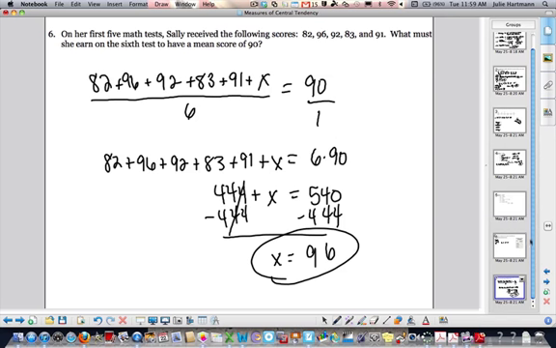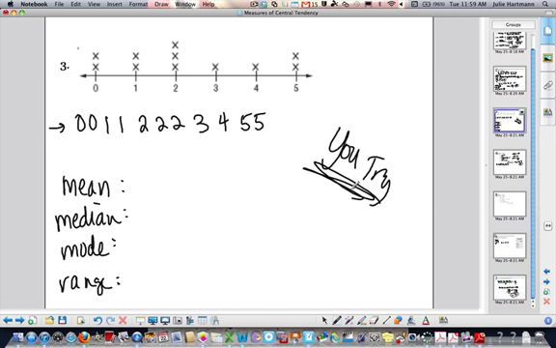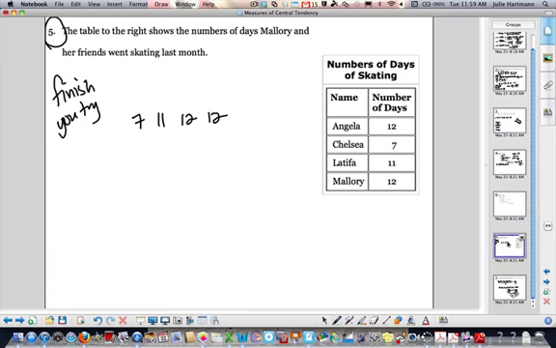Okay, that is it for the examples. You have a couple you try back from this one right here and this one. Finish those. Find for each of them the mean, median, mode, and range. And there you are. Measures of central tendency.